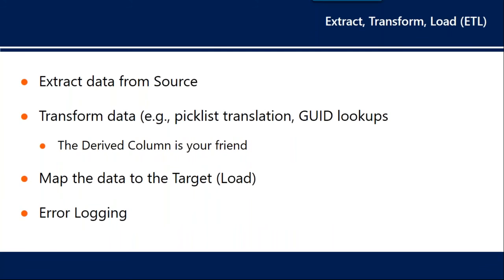ETL is what happens during a typical data migration or integration process. You're extracting it from the data source, you are transforming the data, mapping the data, and then loading the data into the target. Along the way, there are going to be formulas, which are either derived columns or any kind of translations. On a tool-by-tool basis, they call them slightly different things, but the purpose is basically transformation of the data to make it compatible from the source system to the target system.